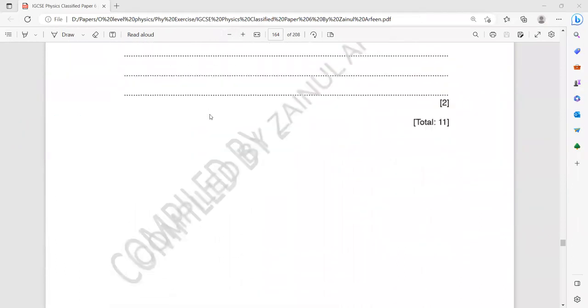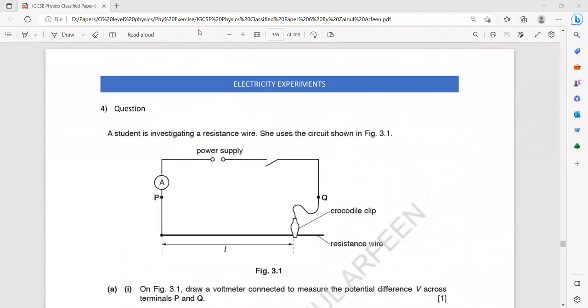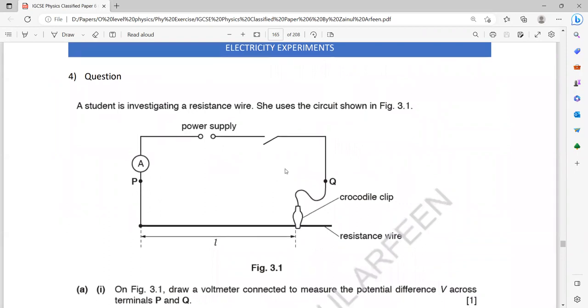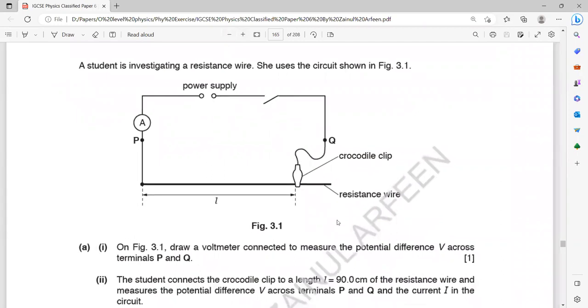One more question from the same topic, electricity experiments. A student is investigating a resistance wire. She uses a circuit as shown. So you can see a circuit is there. On the figure, draw a voltmeter connected to measure the potential across P and Q. So we want to just measure the voltage across P and Q. How should a voltmeter be connected? You can use the screen annotation to connect a voltmeter.